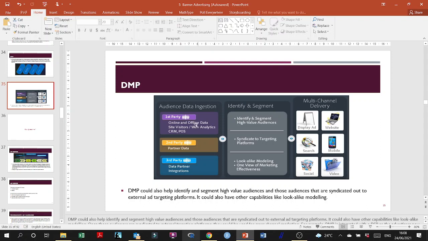Now, using all this audience data, from first party, second party, and third party, you can do the segmentation. You can identify and segment high value audiences, syndicate for better targeting and relevance, and also you can do lookalike modeling. And I explained lookalike modeling.